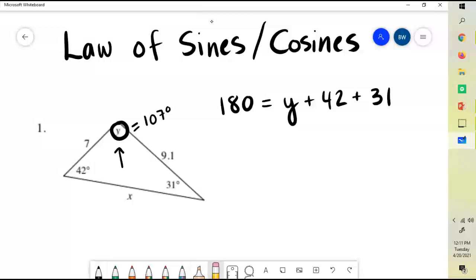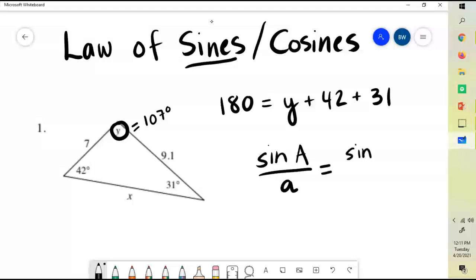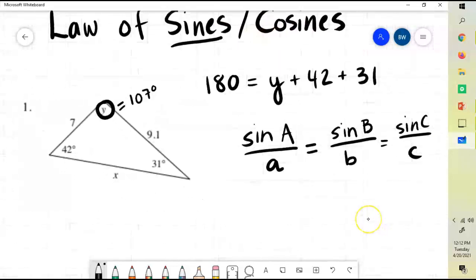So the law that we're going to use to find this missing side x is going to be the law of sines. If we flash back to last week, we had the formula of sine of angle A over measurement of side A is equal to sine of angle B over measurement of side B. And that also corresponds to what we know about C. This is the formula to use for the law of sines. So we have to find those two things that match.